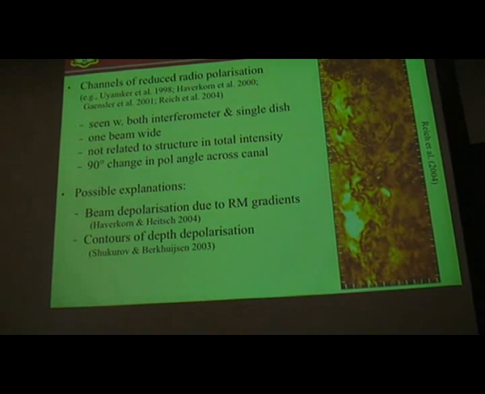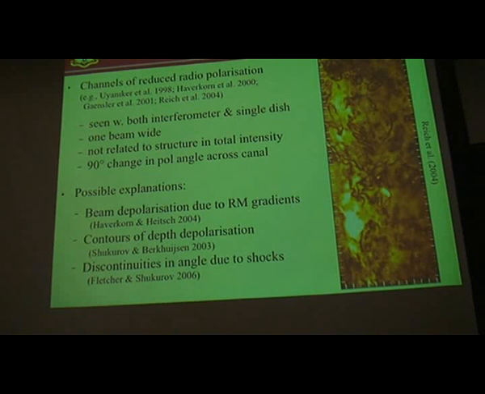Shukurov and Berkhuijsen argued that canals were contour lines, but not so much of a rotation measure gradient, but contour lines of depth depolarization. That if you have a mixed blob of both emitting and rotating material, then there'll be certain points in that blob where all the emission from different parts of the blob cancels out, and the contours will trace constant amounts of depth depolarization at a given frequency.